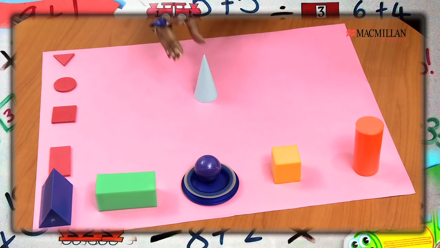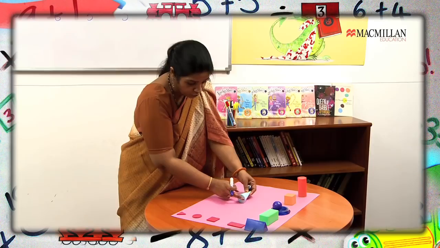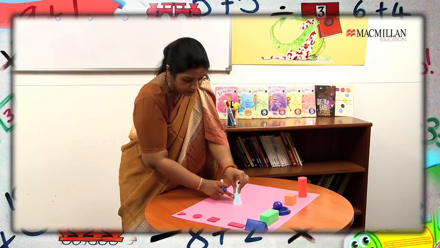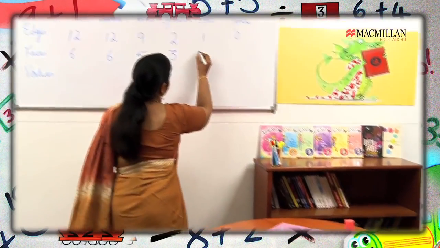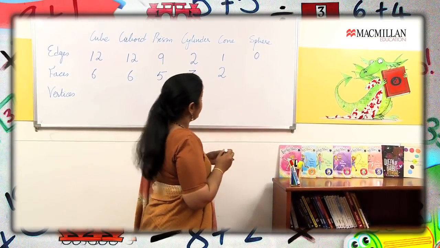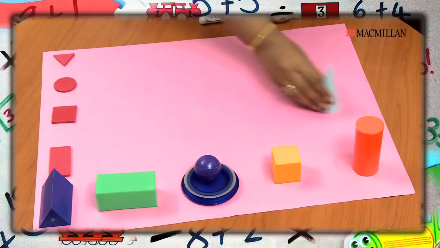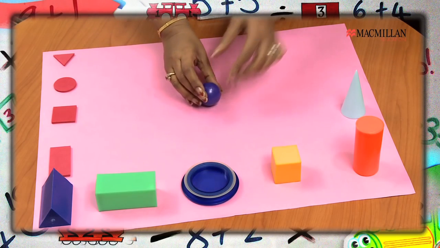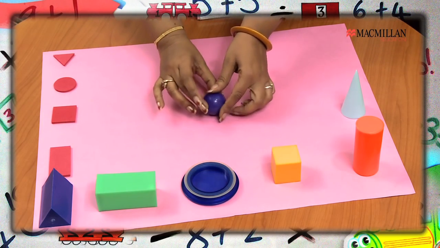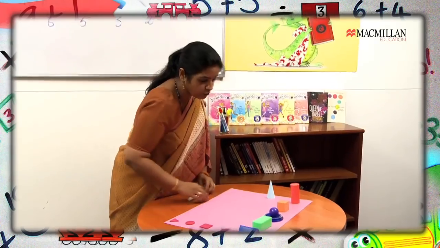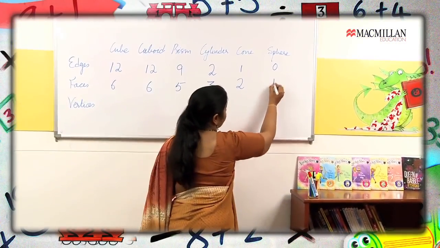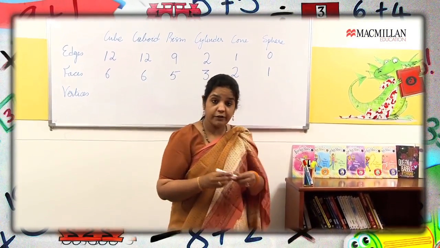Next let us check out cone. Again same thing, cone has one plane face and one curved face. So when I say 2 faces, it is one face is plane and one is curved. And what about sphere? Sphere has one complete curved face. So sphere has one face. I hope children till now it is very clear.